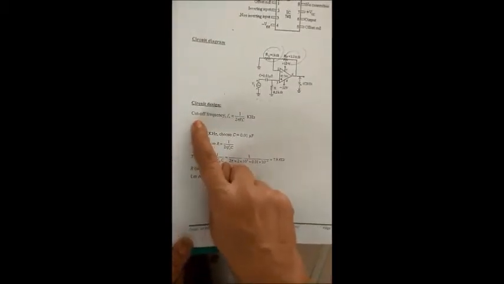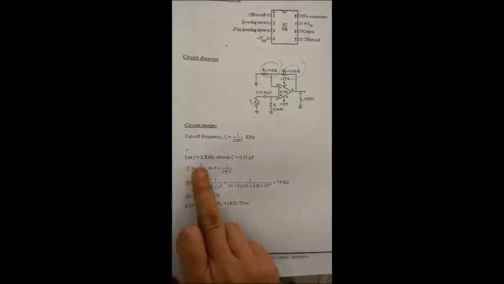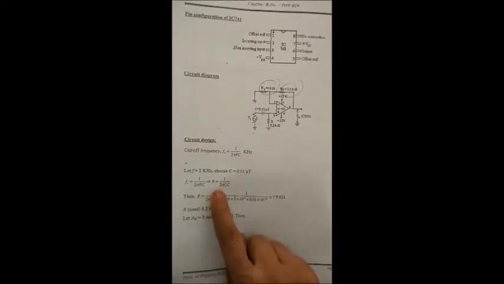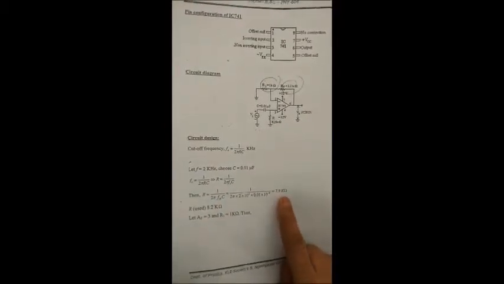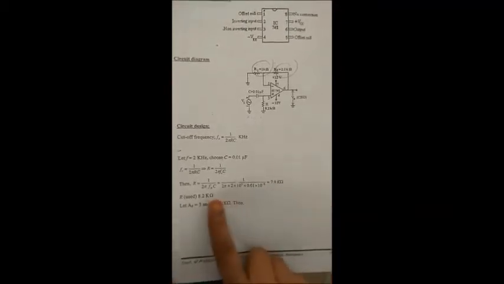For any filter circuit, the cutoff frequency Fc is given by 1 by 2 pi RC, where R and C are the frequency selective components. We have decided the cutoff frequency Fc is fixed at 2 kHz, and we are allowed to choose the value of capacitor, that is 0.01 microfarad. So if you put this value of Fc and C and rearrange the terms, you will get the value of R to be used for this particular high pass filter. That will come around 7.9 kilo ohms, and the available nearest value is 8.2 kilo ohms.